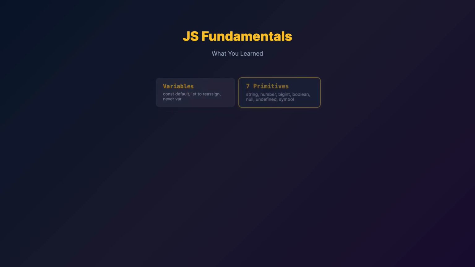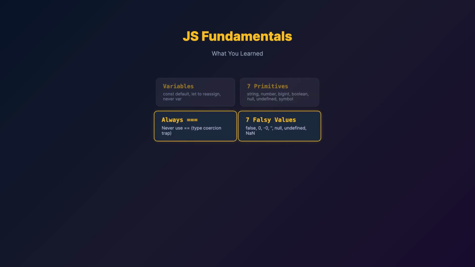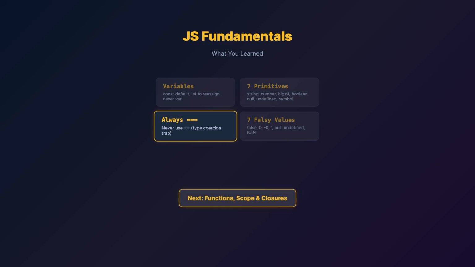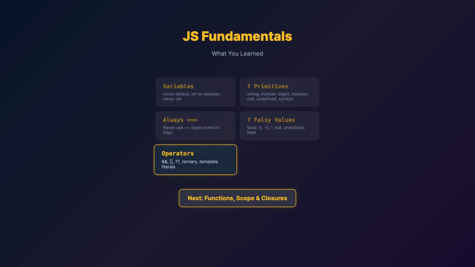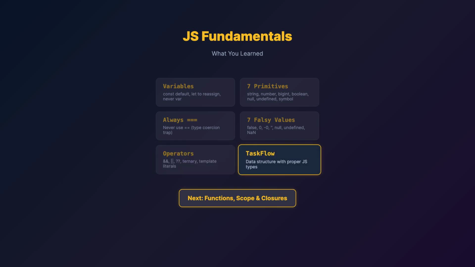Variables: const by default, let when you need to reassign, never var. 7 primitive types: string, number, bigint, boolean, null, undefined, and symbol. Type coercion: always use triple equals, never double equals. 7 falsy values: false, 0, -0, empty string, null, undefined, NaN. Operators: arithmetic, comparison, logical and, or, nullish coalescing, and ternary. Template literals for clean string interpolation with backticks. And we built TaskFlow's data structure using every concept from this video.